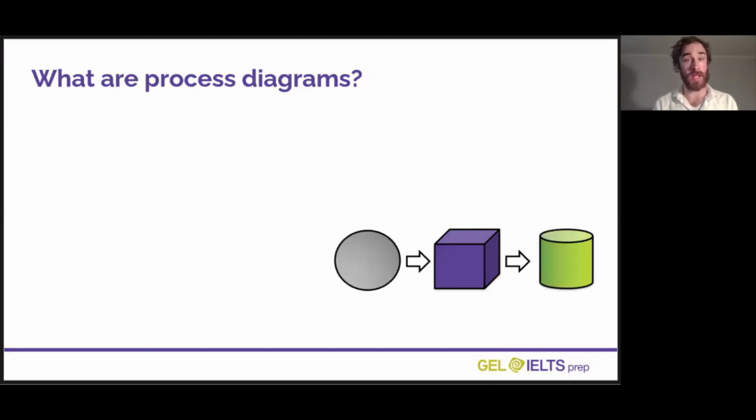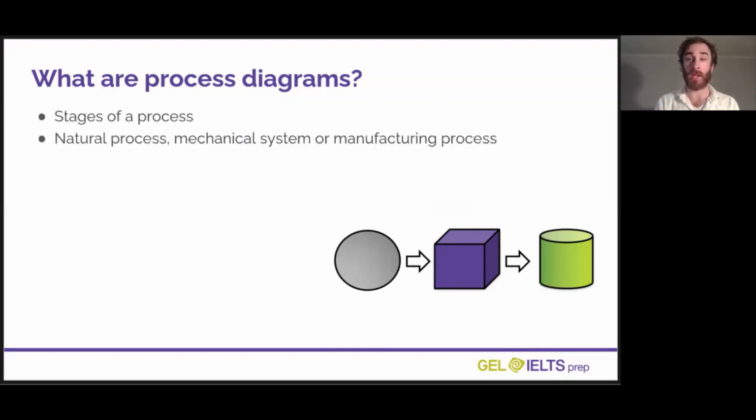So, what are process diagrams? Process diagrams show the steps or the stages of a process. This process could be a natural one, or it could be a mechanical one, like a machine, or maybe it shows a manufacturing process, like in a factory. Process diagrams usually don't have much data, numbers, or figures, so it's different to other types of Task 1 question. They show images, and it's about understanding the relationship between those images.